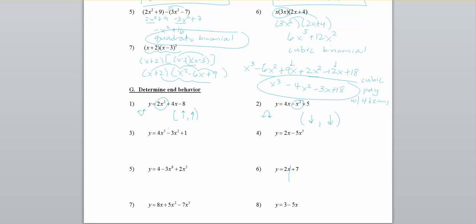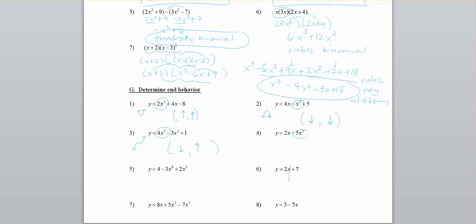On number 3, the highest degree is an odd. It's x to the 5th and it's positive. So if I'm an odd and I'm positive, I'm going to follow the x to the 3rd graph. So my end behavior on the left side is going to be going down, the right side is going to be going up. But if you don't know what an odd behavior is, or you don't know what an x cubed looks like, you're not going to be able to do this. So you need to memorize that chart.